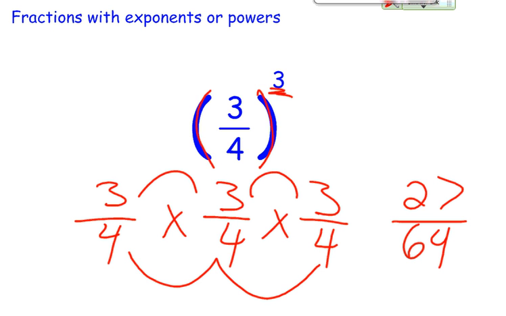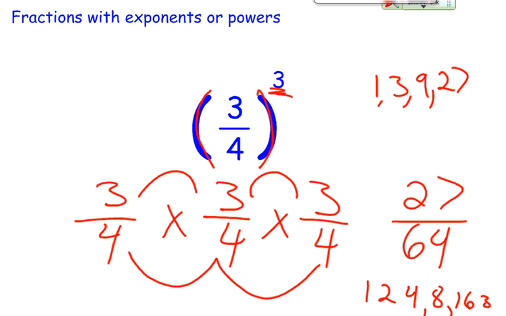Now when you get to the end of this, we want to ask, can this fraction be reduced? Looking at the factors, I have 1, 3, 9, 27. And here I have 1, 2, 4, 8, 16, 32, and then 64. Okay, nothing is matching, so this is in lowest terms. It is in lowest terms.